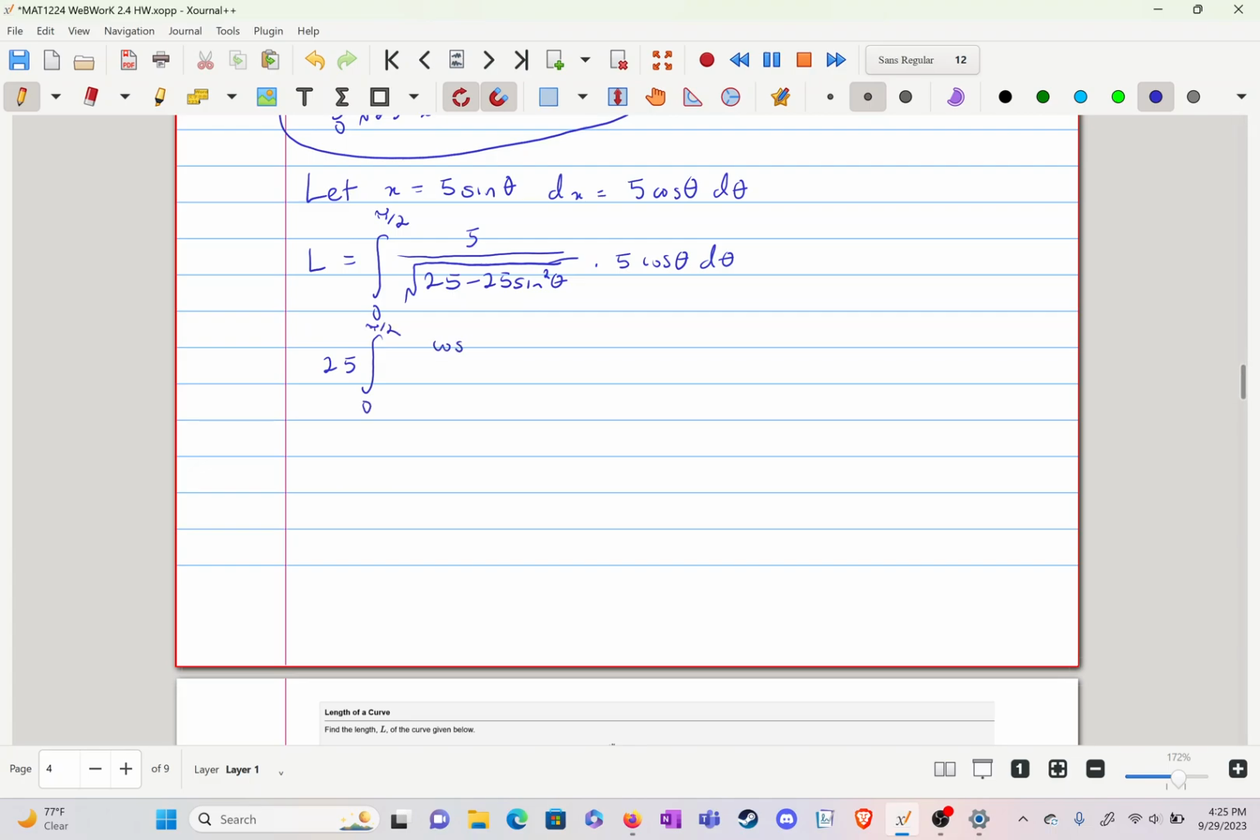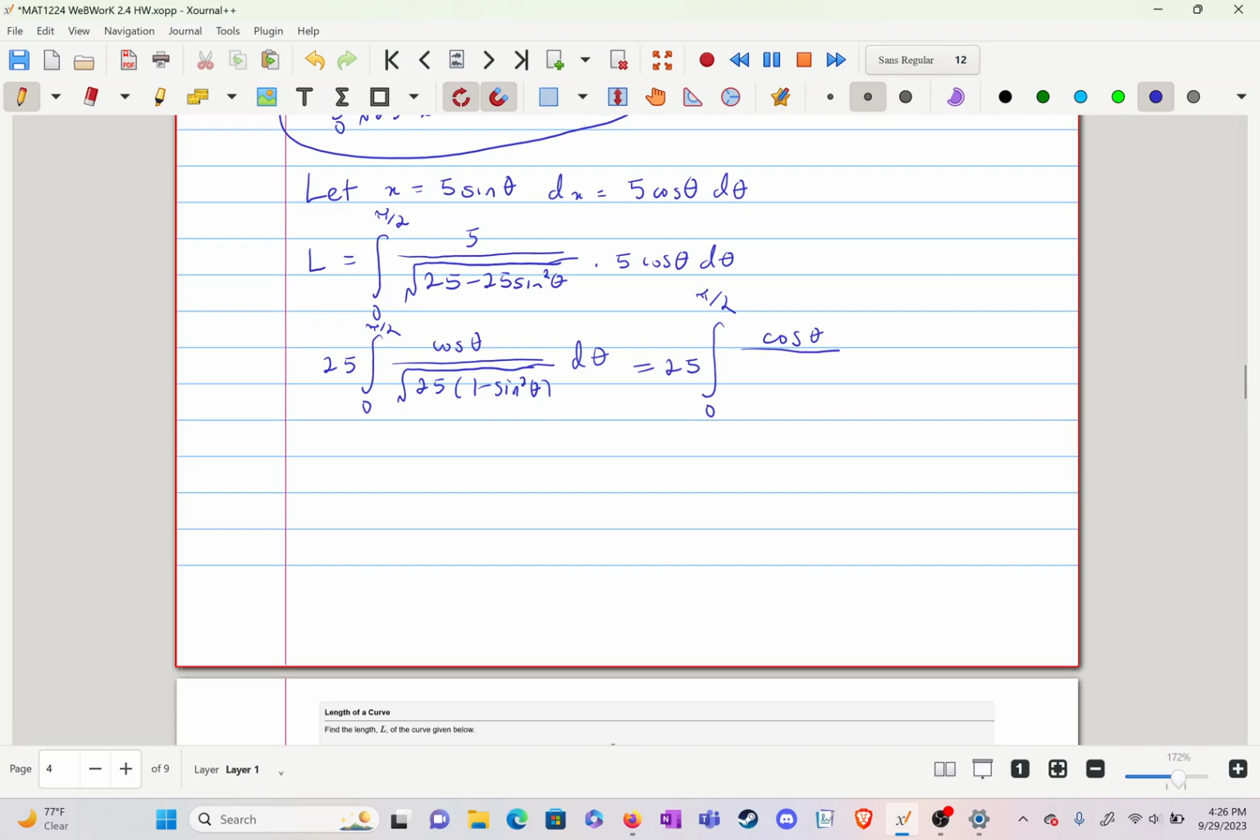This time we have cosine theta over square root of 25. We can factor out 25 from 1 minus sine squared. This should look familiar. 1 minus sine squared is equivalent to another trigonometric expression, d theta. I'm going to apply that. We still have our 25 out in front, integral from 0 to pi over 2. This 1 minus sine squared is equivalent to cosine squared.